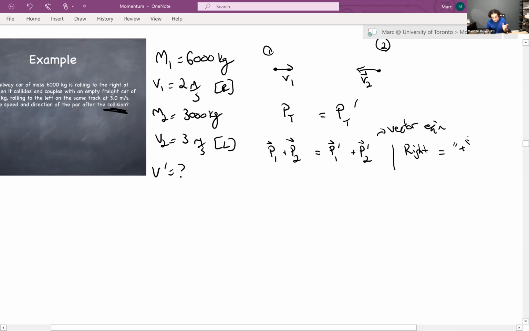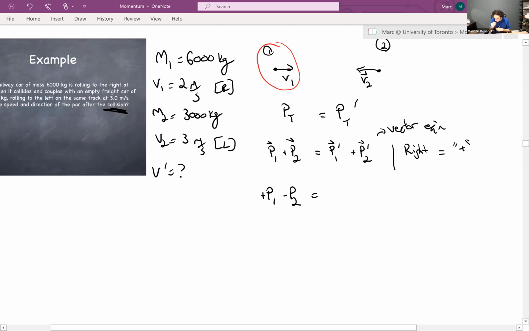Okay, so if right is positive, I ask myself, momentum 1, P1, if you look at your diagram up here, momentum 1 is pointing to the right. So when I drop the vector sign, it's going to be positive. And when I look at P2, P2 is pointing to the left and right is positive. So when I drop the vector sign, I'm going to put a negative in front of P2.